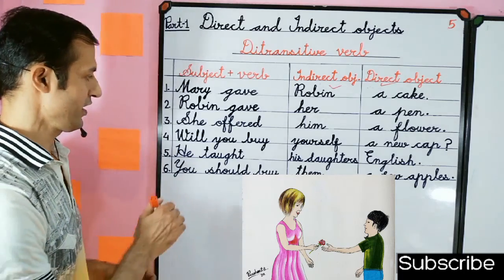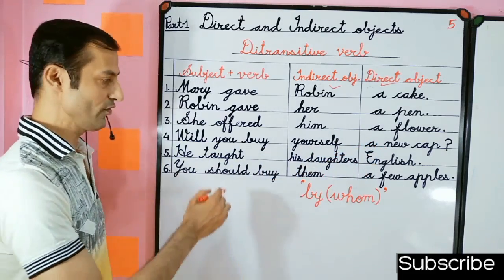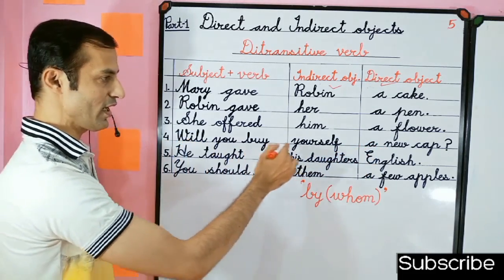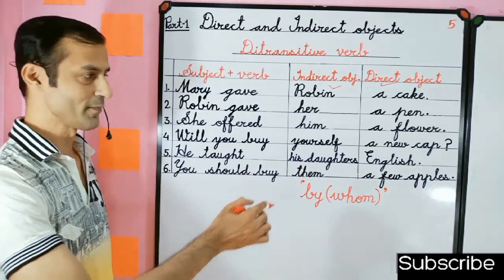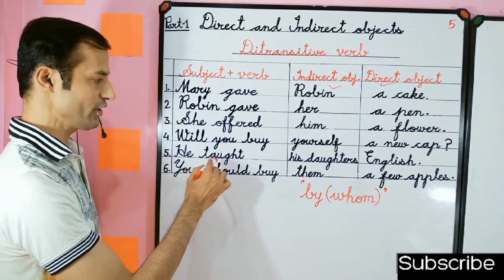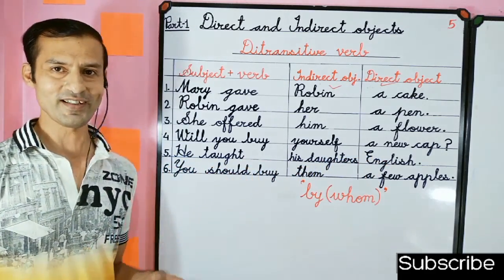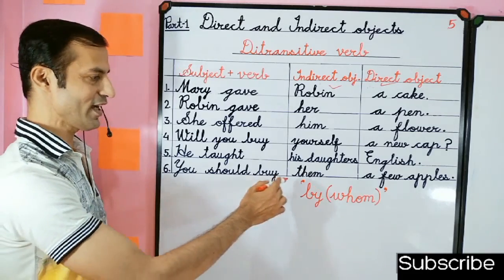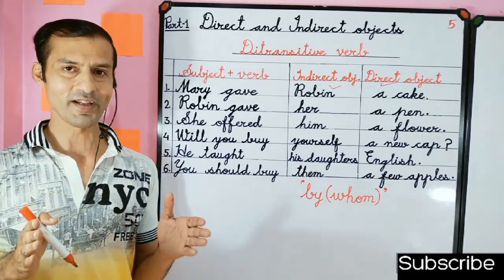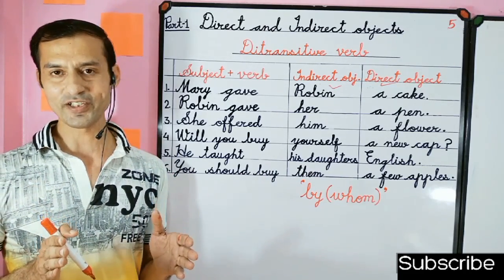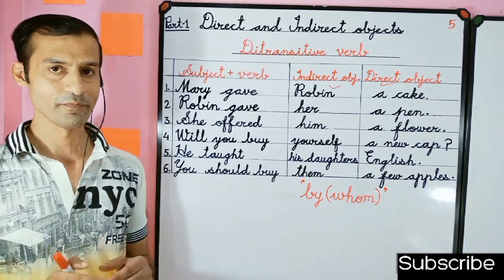And here is the fourth sentence, will you buy yourself a new cap? We can also say, will you buy a new cap for yourself? And for yourself is the prepositional phrase. And here is the fifth sentence, he taught his daughters English and he taught English to his daughters. And you should buy them a few apples, and you should buy a few apples for them. So for them is the object of preposition, meaning a prepositional phrase, because it contains the preposition for.